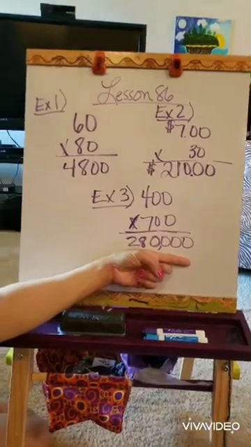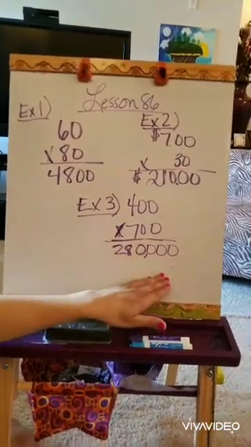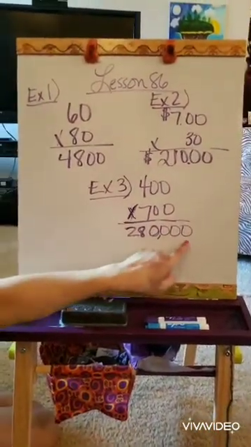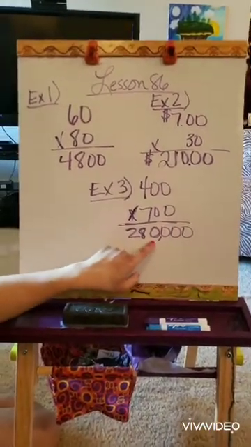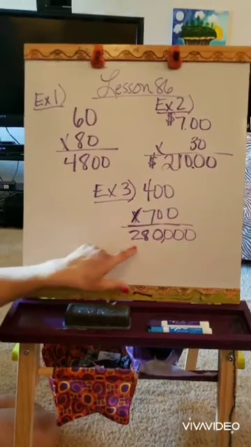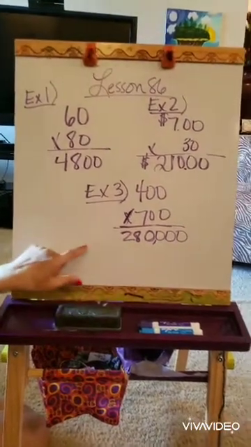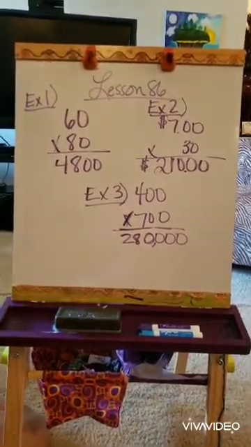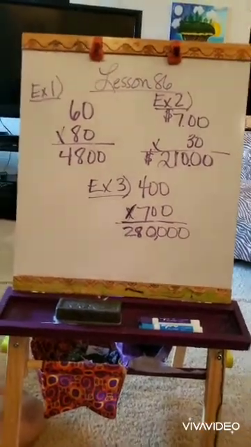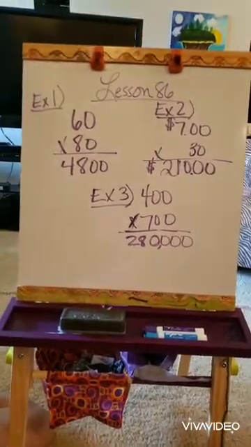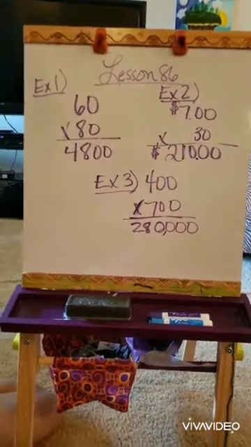Now I have to do proper placement of the comma. My place value, I say ones, tens, and hundreds, comma, 1,000, 10,000, and 100,000. That means my answer is 280,000. That is the examples and the explanation for lesson 86. I hope this helps you guys out when doing your work.